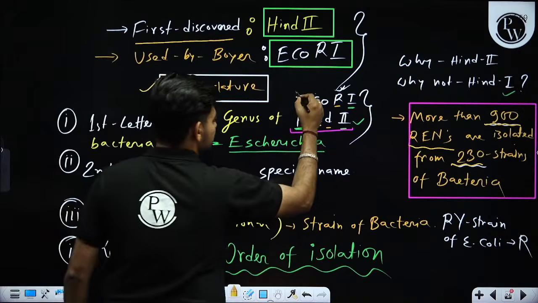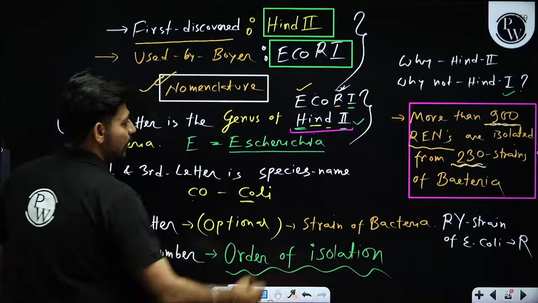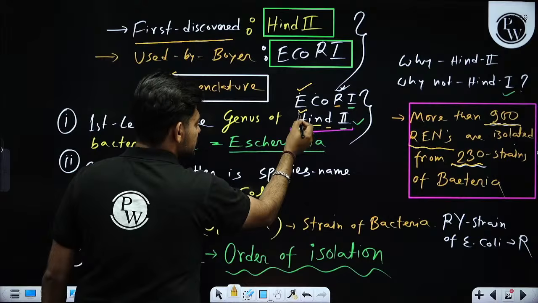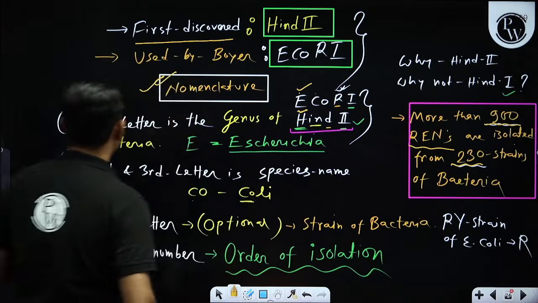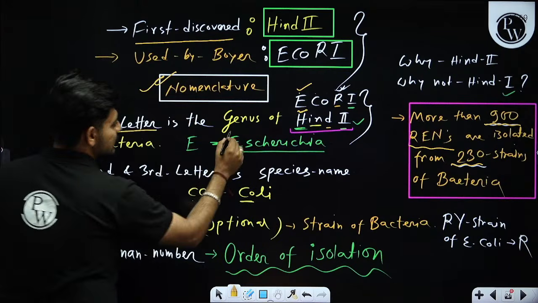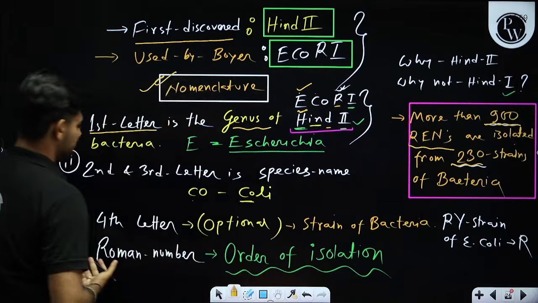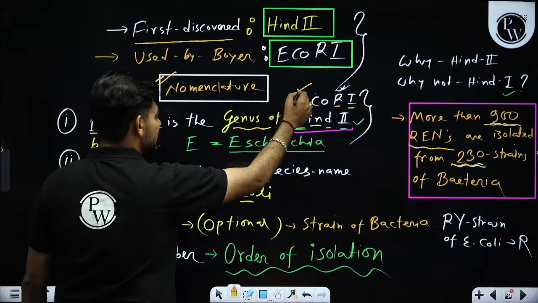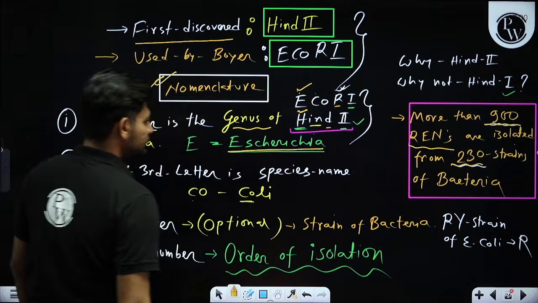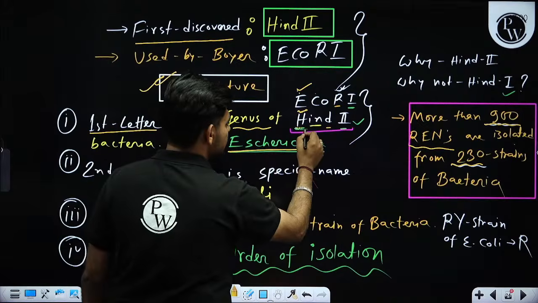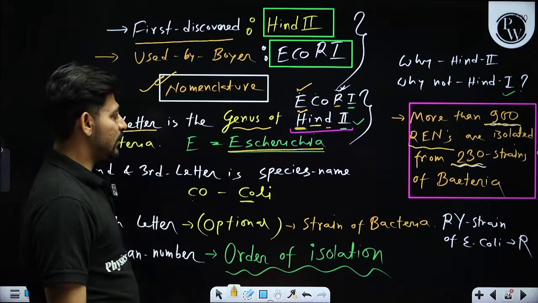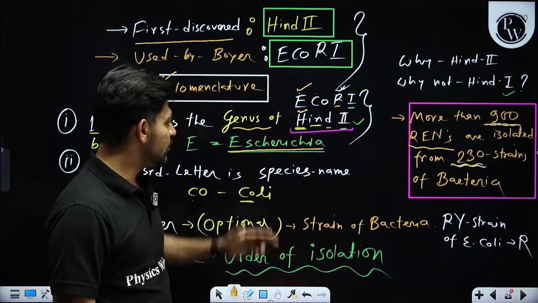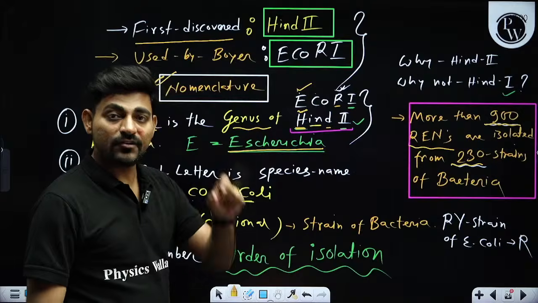Now if you check the name EcoR1 or Hind2, the first letter for EcoR1 is E and the first letter of Hind2 is H, right? So the first letter is the genus of the bacteria from which we are isolating them. For EcoR1, E means Escherichia coli, and for Hind2, H means Haemophilus, isolated from the bacteria Haemophilus influenzae. So we have taken the first letter of Haemophilus.